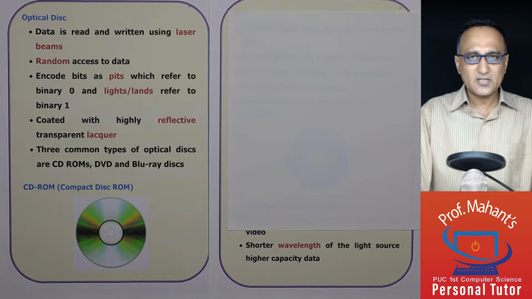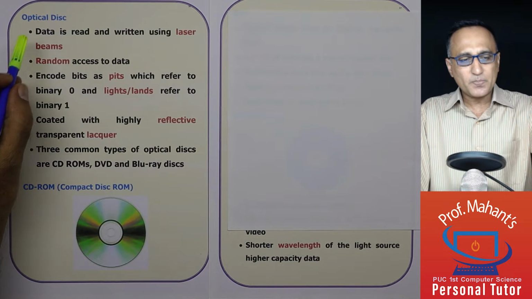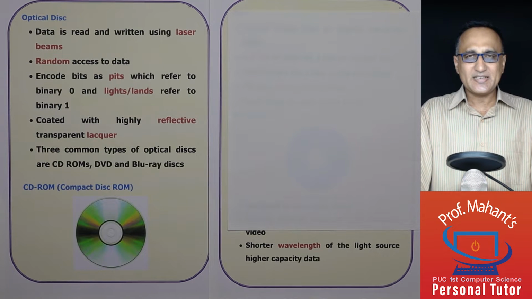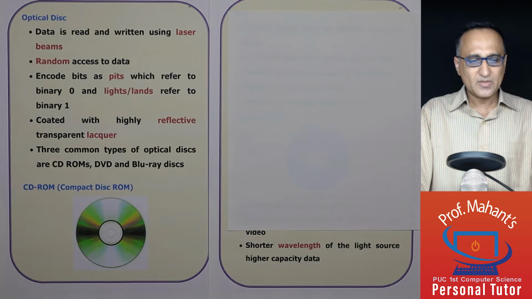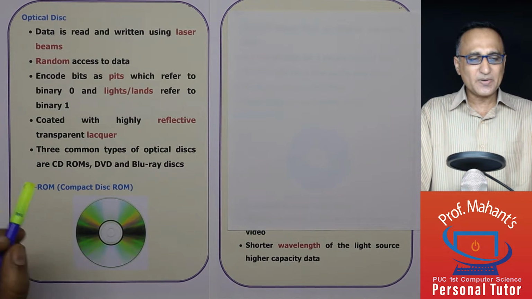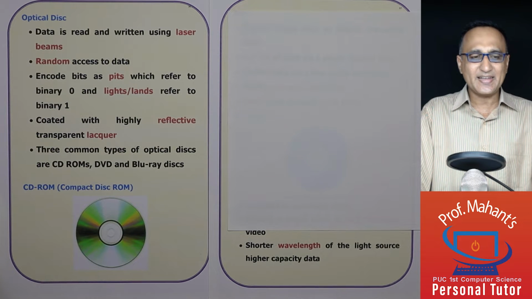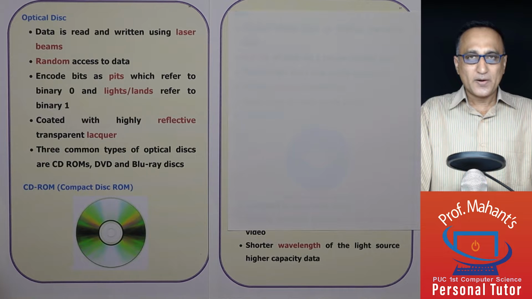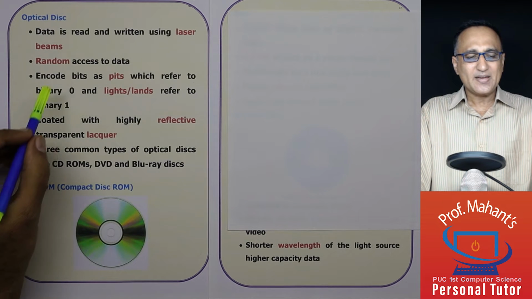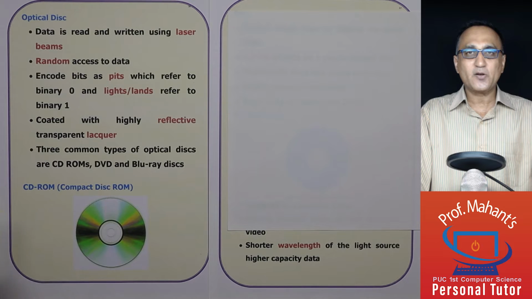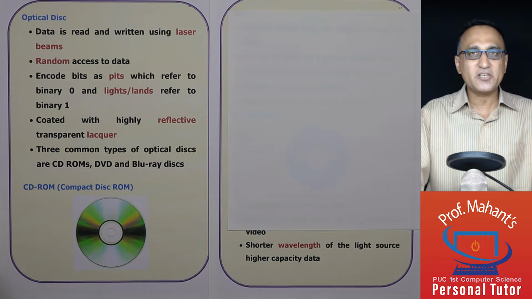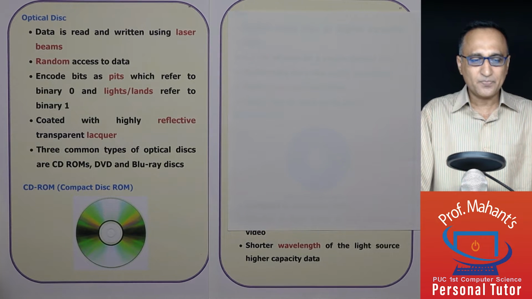We shall now discuss a little more bit about secondary storage devices which use optical technology as well as portable secondary storage devices. Optical disk examples are your CD-ROM, DVDs and so on. In these particular kinds of devices, data is read and written using laser beams. The advantage of an optical disk is you can randomly go to that particular location of data. You don't have to go sequentially to reach that particular data item.